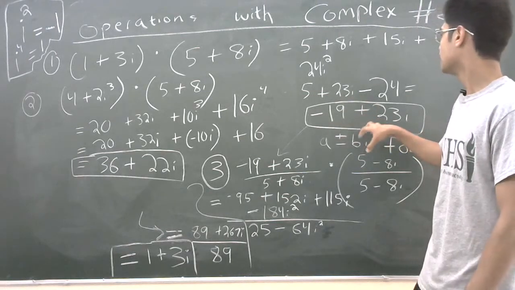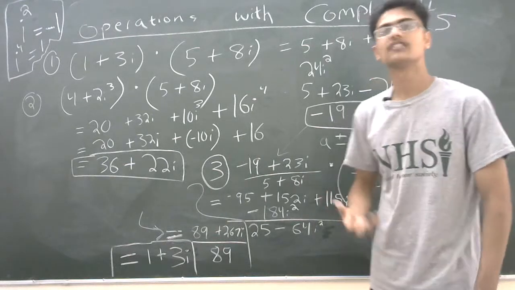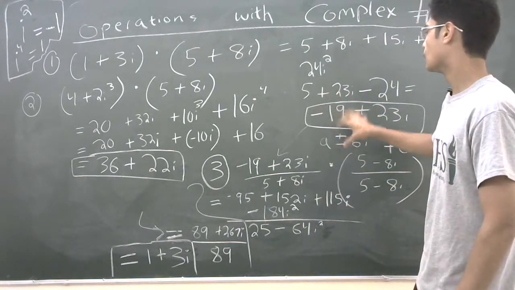So this is, you could say, the simplified version, because we have brought this in the form of a plus or minus bi. So this is what we have now.